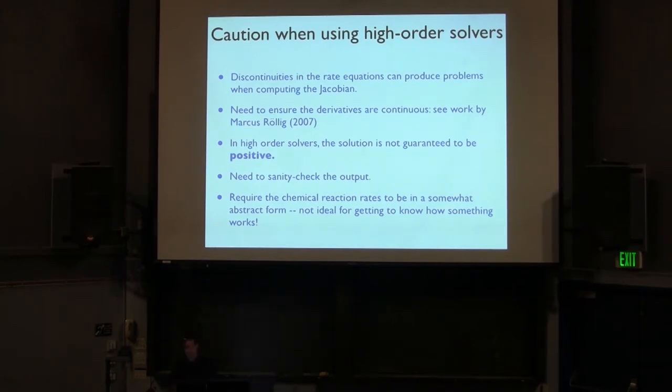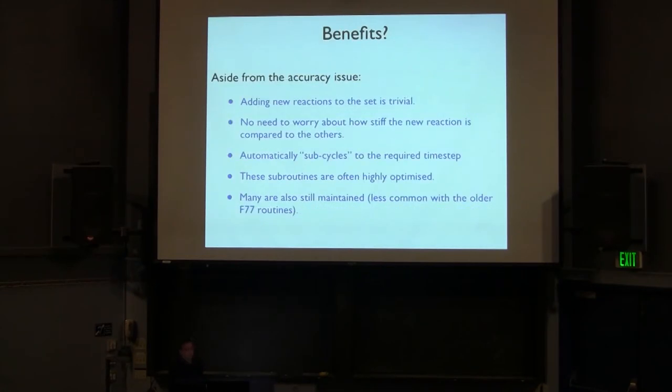Another problem is that the chemical reaction rates are packed up in a somewhat abstract form, and it becomes quite difficult to figure out what's going on. So if you're new to chemistry and you're trying to work out what this particular reaction rate is doing, it's not a very intuitive way of solving the equations. You might be better off trying the first order backwards differencing to begin with, and then once you think you understand what's going on with the chemical system, then say, okay, now I move to a more stable solver once I understand it. So that's something to be aware of.